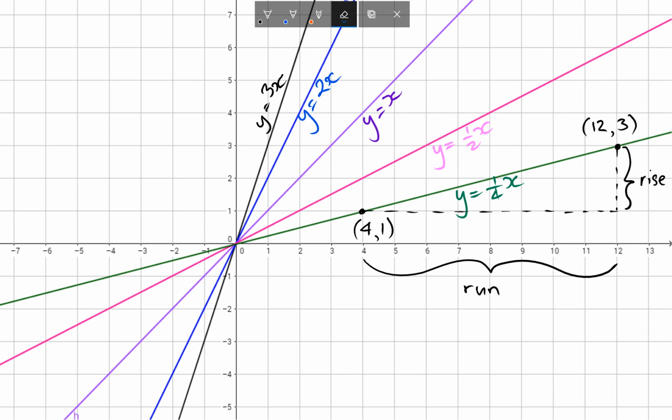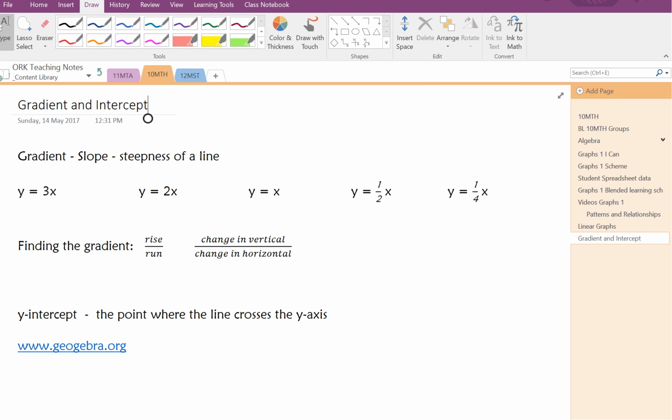Hi there. In this video we're going to have a look at two concepts, the gradient of lines and the y-intercept. So when we're thinking about gradient, we're really thinking about the slope of the line or how steep the line is. I've got a few linear equations here ranging from y equals 3x right through to y equals 1/4 x. And we're going to look at what the gradient looks like and how to work out the gradient.